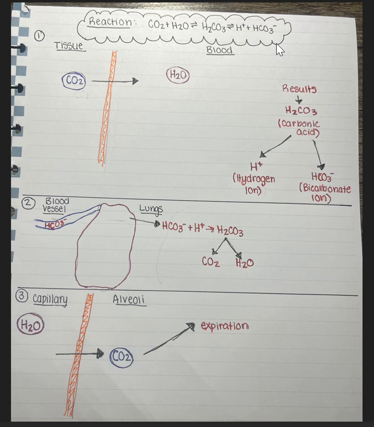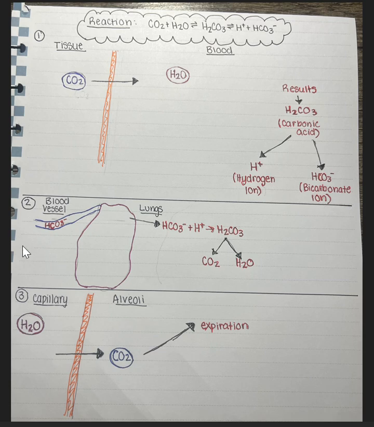The first step in this process is carbon dioxide enters the bloodstream from the tissues, and it combines with water in the bloodstream where it forms carbonic acid, or H2CO3, shown on the right side of your screen. The carbonic acid then dissociates into hydrogen ions and bicarbonate ions.